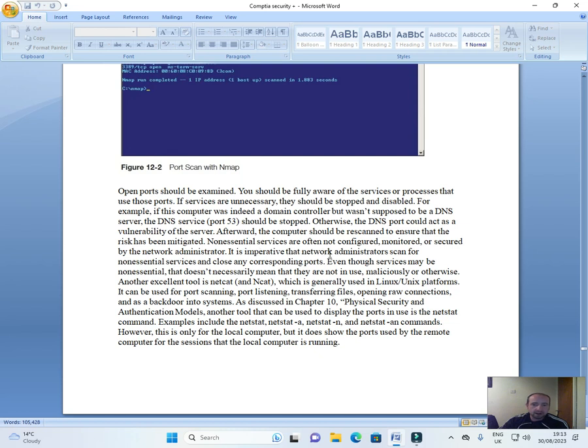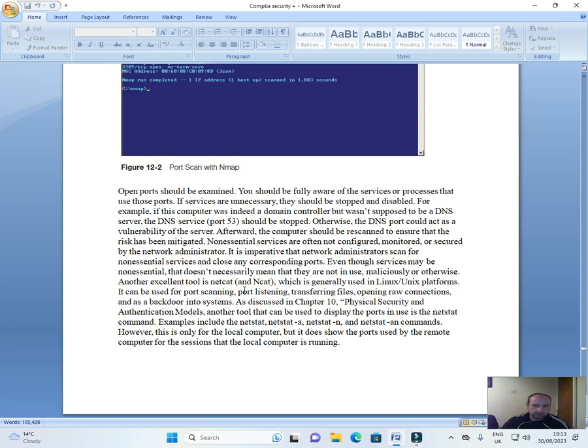Non-essential services are often not configured, monitored, or secured by the network administrator. It is imperative that network administrators scan for non-essential services and close any corresponding ports. Even though services may be non-essential, that doesn't necessarily mean that they are not in use, maliciously or otherwise.